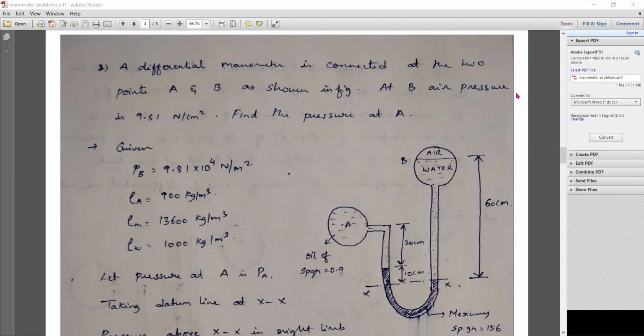So up to water only we are taking the height here. That is given here. So 60 centimeter is the height of the water above your left limb. And the difference in the manometer fluid is 10 centimeters. And in the right limb, the oil of specific gravity 0.9 is at a height of 20 centimeters. So the three heights are given.